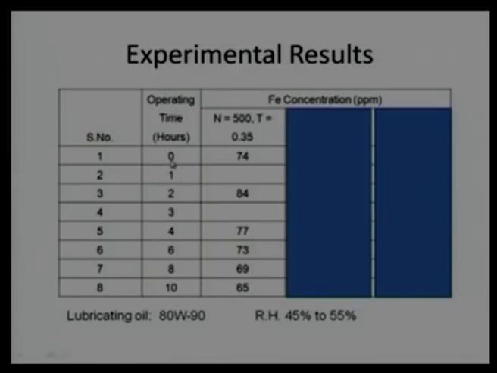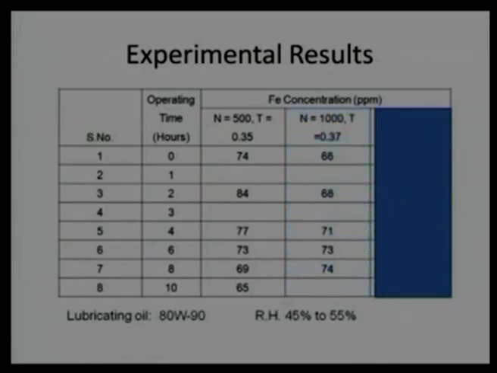Just after starting the experiment, we took the reading and found 74 ppm as iron concentration. After 2 hours of operation, this increased to 84. After that, it remains almost steady: 77, 73, 69, 65. The interesting thing is that when we do this kind of thing, it is always in our mind that after that, if I want to operate, this percentage should come down, because the bathtub curve says clearly that initially it will be high, subsequently it will come down, but it did not happen to us.